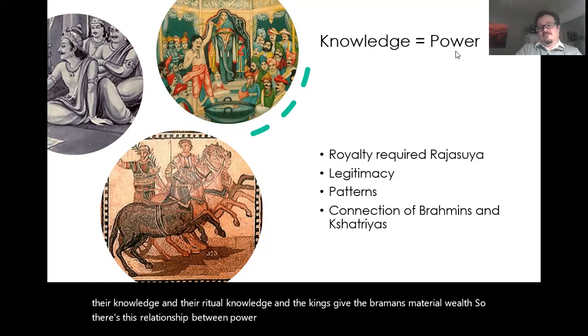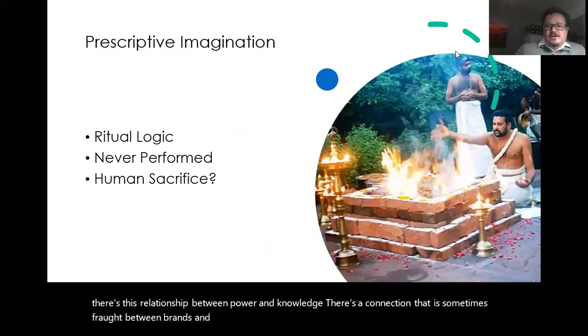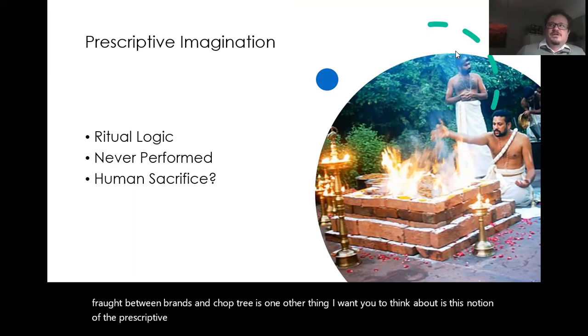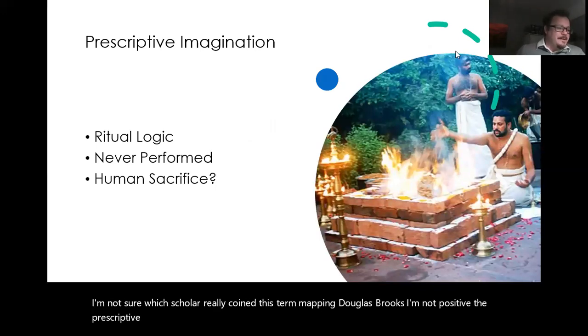There's a connection that is sometimes fraught between Brahmins and Kshatriyas. One other thing I want you to think about is this notion of the prescriptive imagination. I'm not sure which scholar really coined this term. It may have been Douglas Brooks. I'm not positive. The prescriptive imagination, this is something I think about a lot.